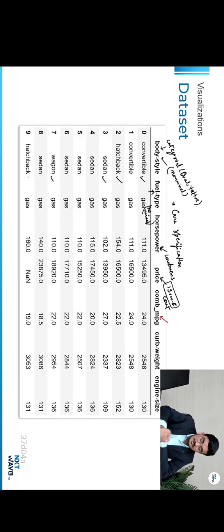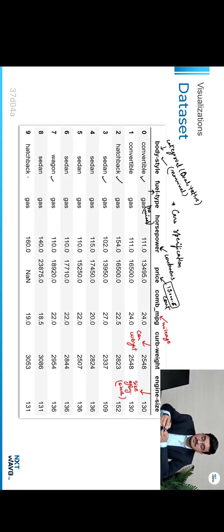Now, let's quickly mark the remaining data types as well. We have combined MPG, which represents the mileage of the car, which will also be continuous type of data. Curb weight represents the combined weight of the car without any passengers. It can also be called car weight. And this will also represent continuous data because it can have any value within a given range. Right? Finally, we have engine size, which will represent the size of the engine in terms of cubic inches.